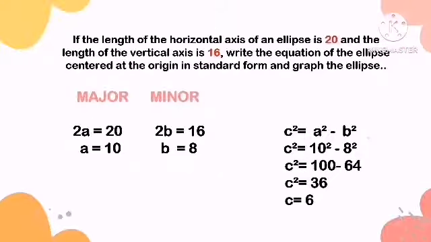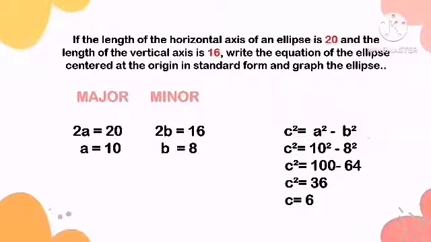Here's another example. If the length of the horizontal axis of an ellipse is equal to 20 and the length of the vertical axis is equal to 16, write the equation of the ellipse centered at the origin in standard form and graph the ellipse. Let's have the solution. In the problem, it's stated that the distance of the horizontal axis is equal to 20 and our vertical axis is equal to 16.